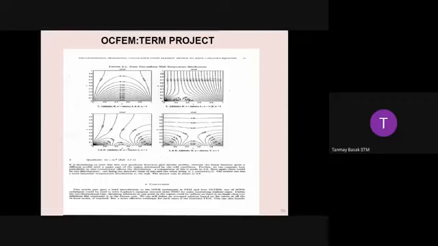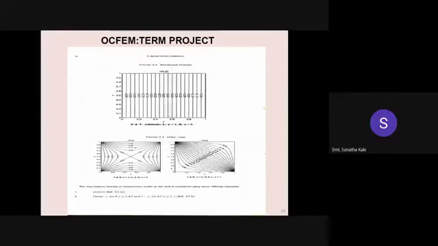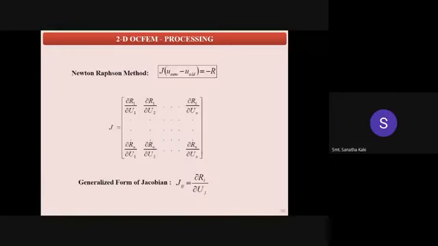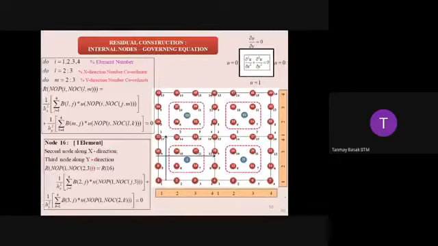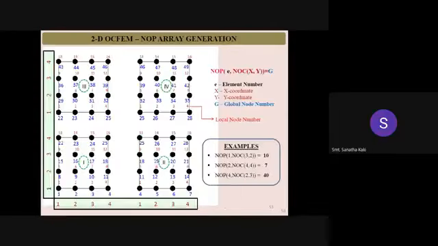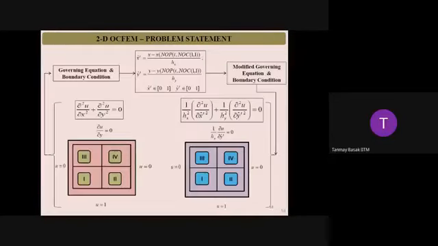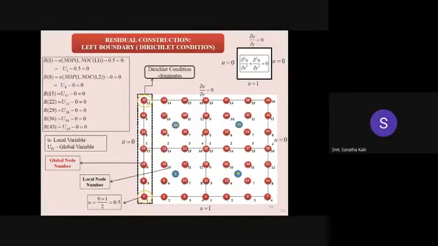Okay, so what slide number? 55. In slide 55, you have mentioned that the Dirichlet condition is dominating. How is it dominating?